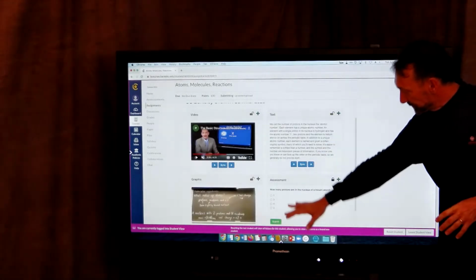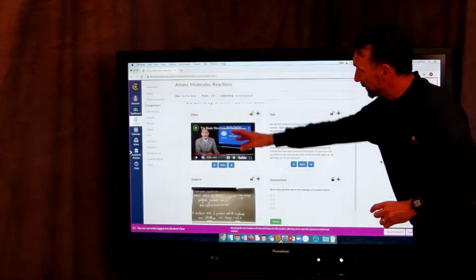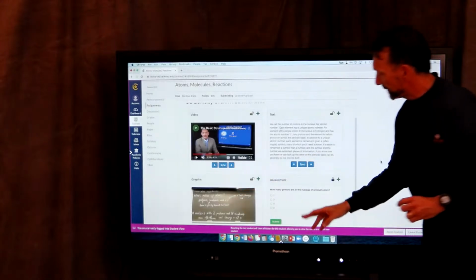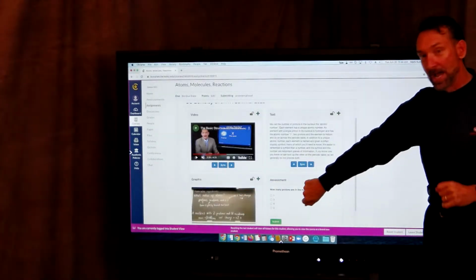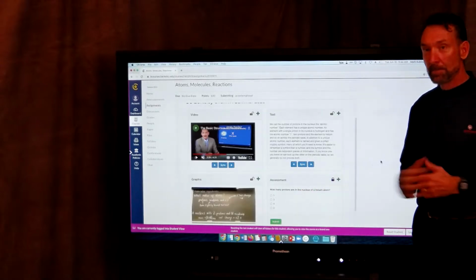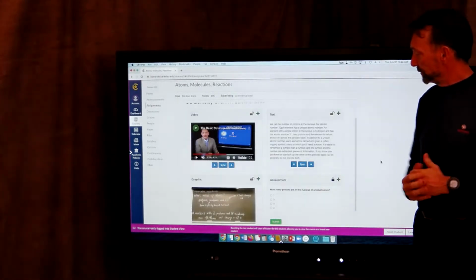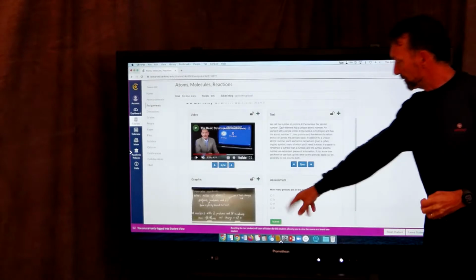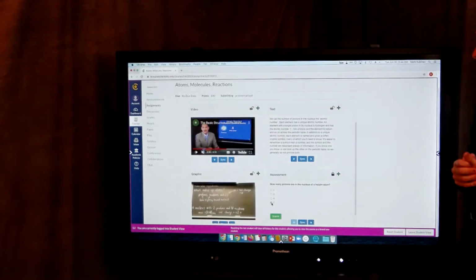When you're in that software, notice there's 4 panels: a video, a text, a graphic, and an assessment window. Your assessments you'll do here now. Assessments are essentially your homework questions. You'll do them here. So Ryan, if you'll do a mouse click, just answer this question. How many protons in the nucleus of a helium atom? Let's see if Ryan can get that right.